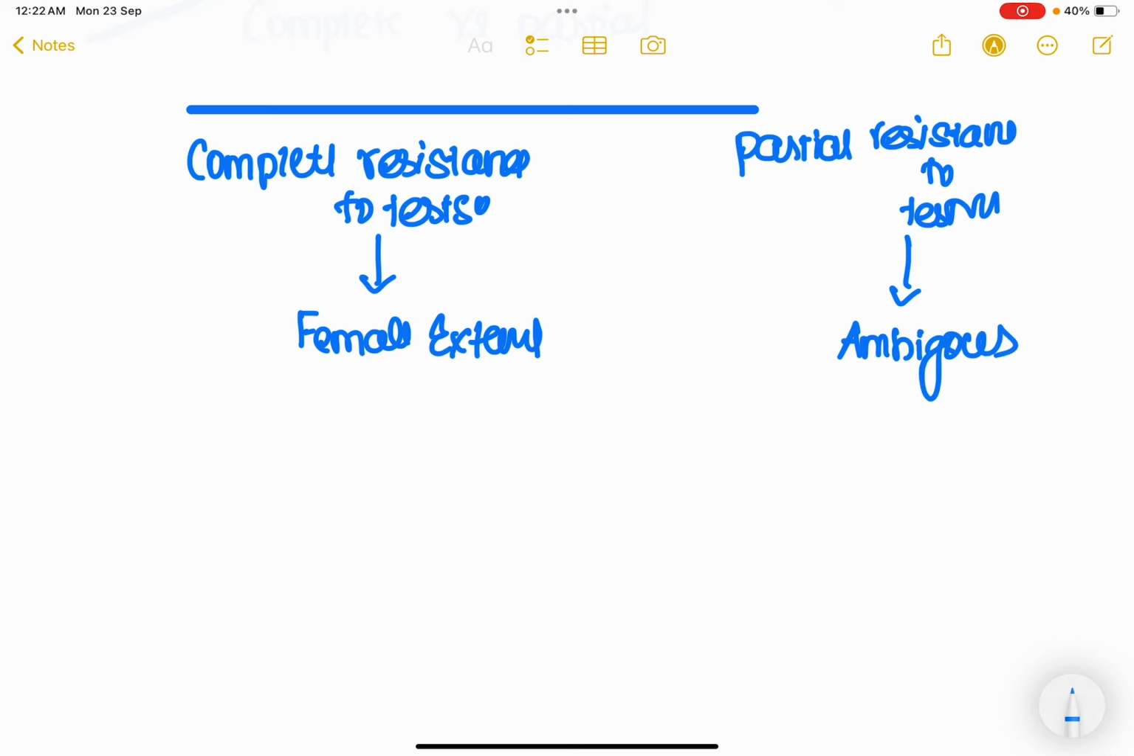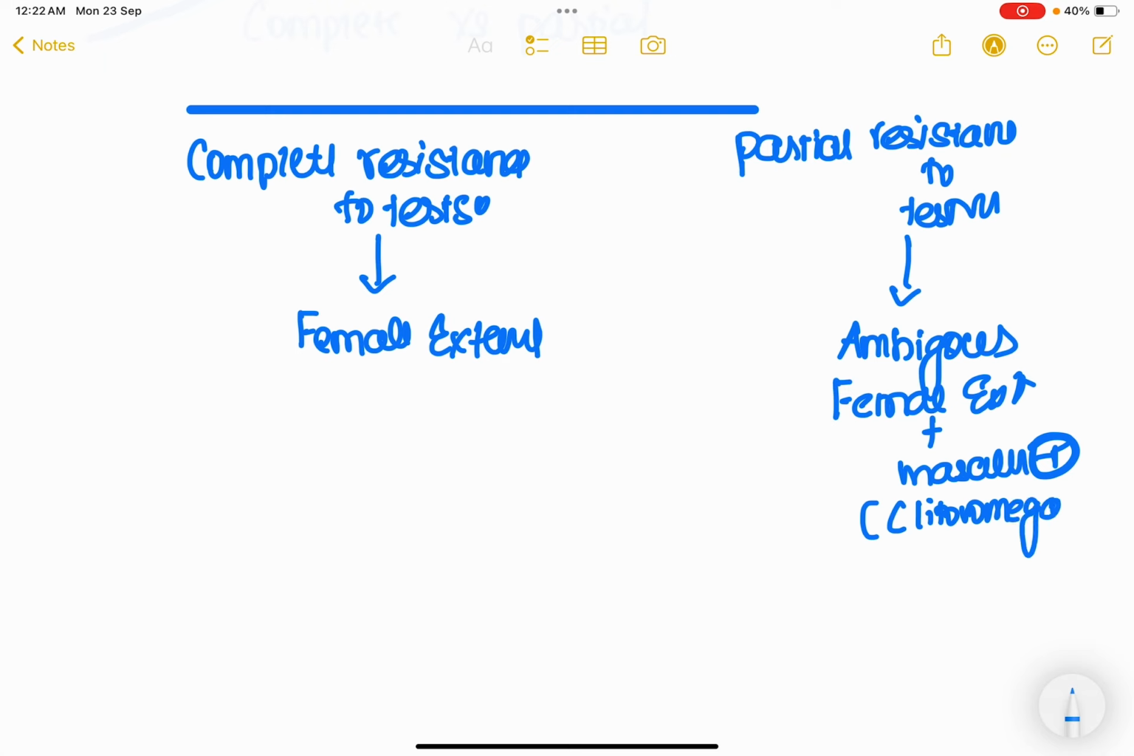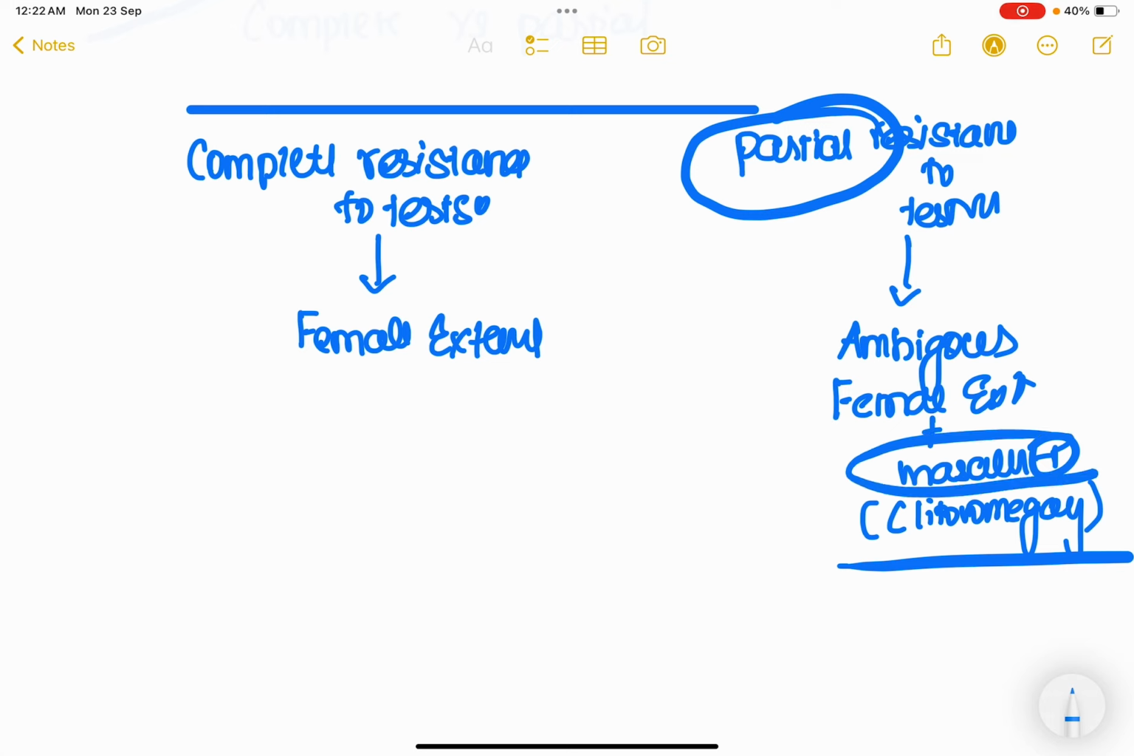What is ambiguous? We can't come to a conclusion. There will be a female external genitalia, but features of masculinization, a little bit of masculinization, will be present. What are these features of masculinization? Let's say, for example, clitoromegaly, the clitoris will be very big. Clitoromegaly is a feature of masculinization because only partial resistance is present. Partially it is sensitive and partially it is resistant to testosterone. Because of this partial sensitivity, a little bit of masculinization of the external genitalia will be present, and that feature is going to be clitoromegaly. This is a feature which differentiates between the complete and the partial androgen insensitivity syndrome.